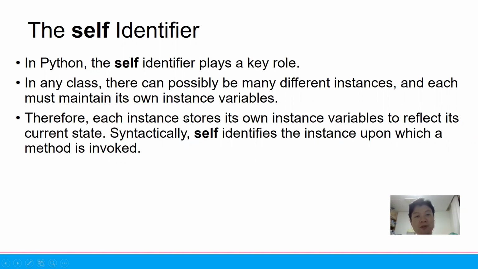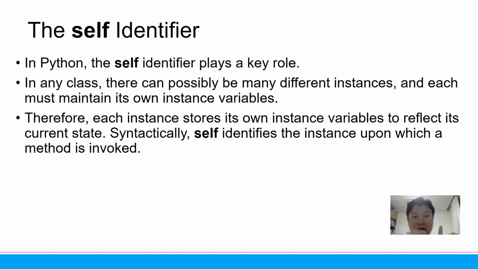So self is a kind of indicator from Python to know what the current instance is, what the current instance variable is. Okay? Each instance stores its own instance variables to reflect its current state, and syntactically self identifies the instance upon which a method is invoked. So when you have self, it means Python will try to save your instance into a kind of memory in your computer.